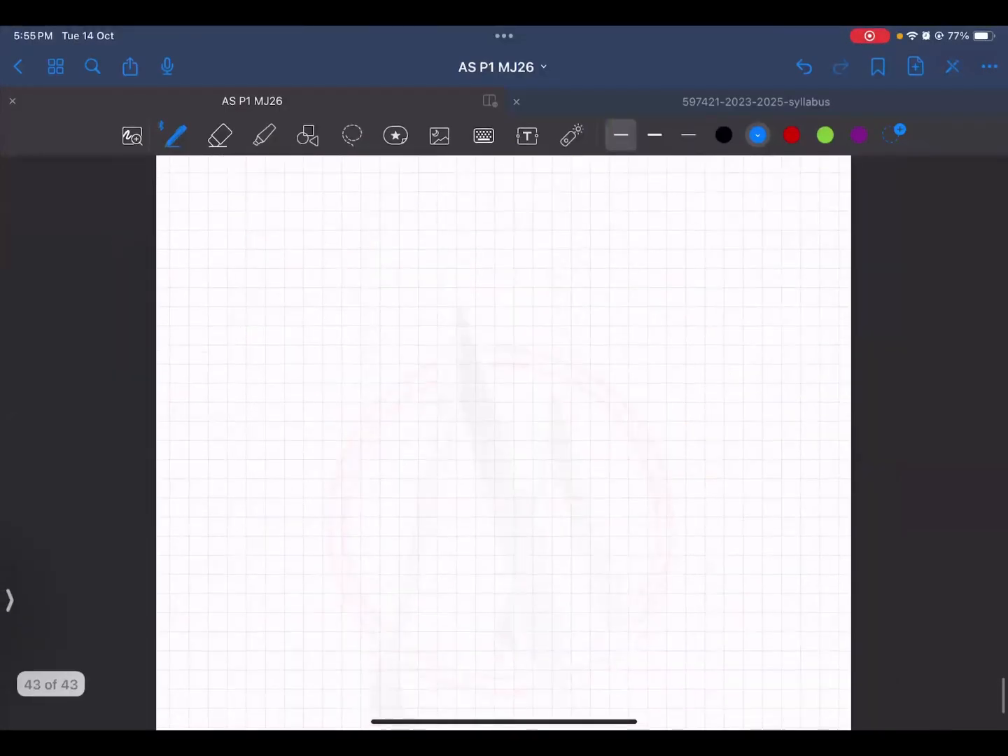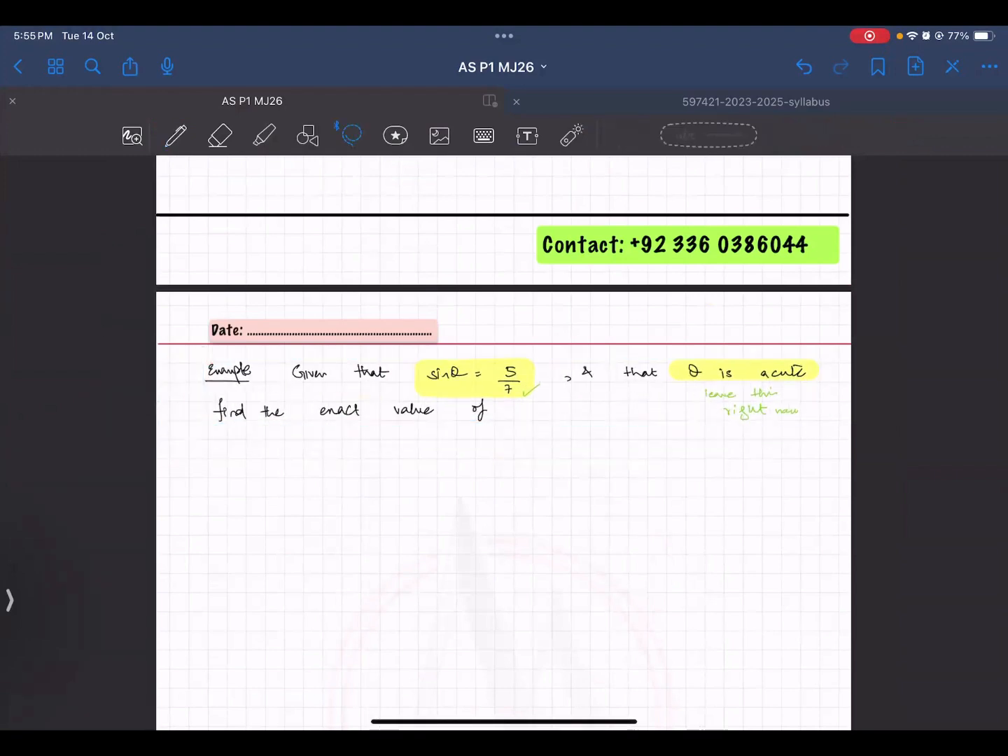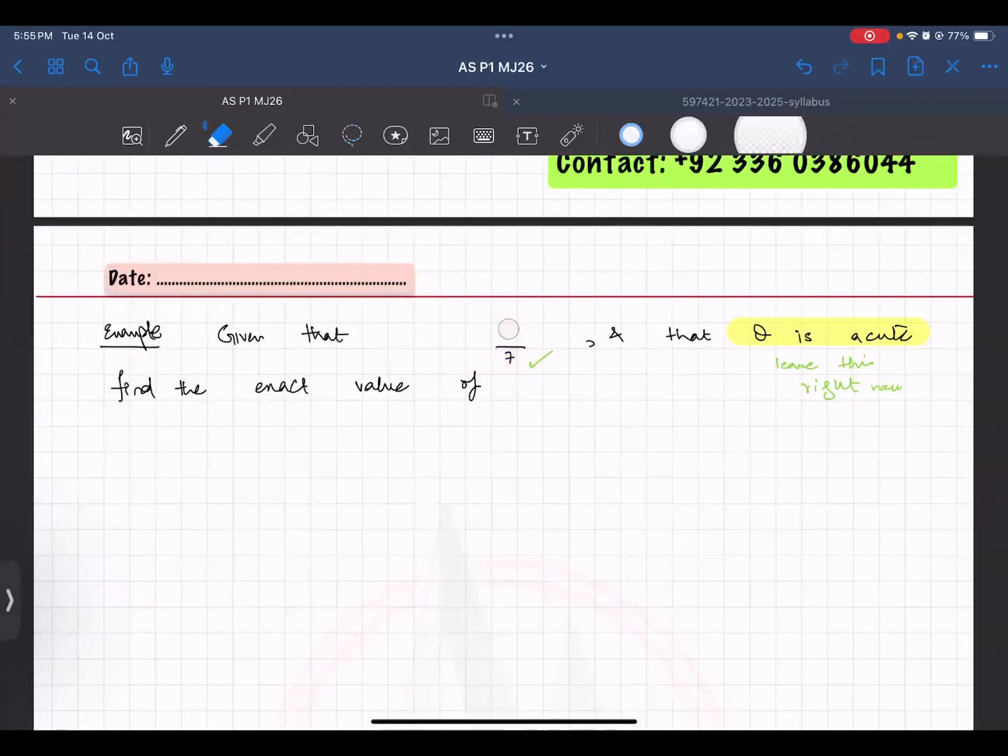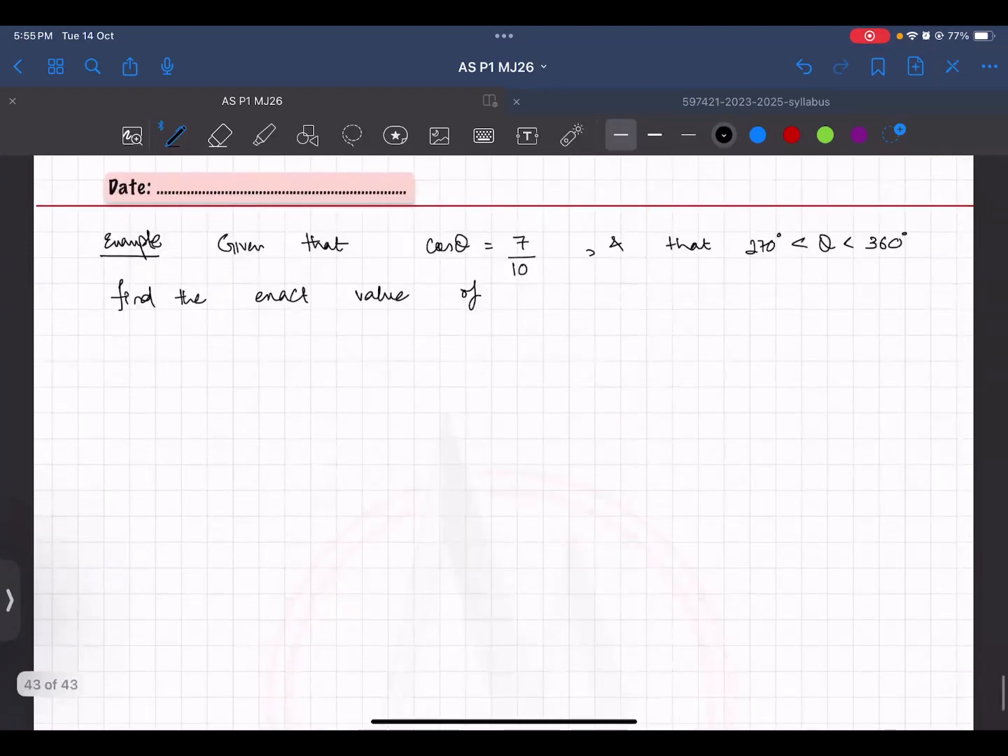Okay. So now this is the new thing. Now what if they have given you cos theta is 7 upon 10, and the theta is between 270 and 360. Now how would your answer change?